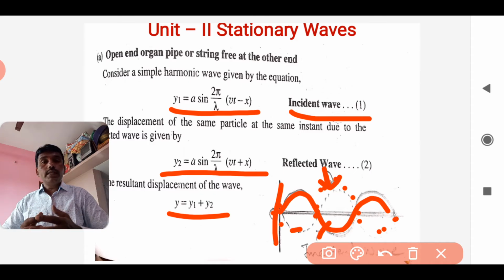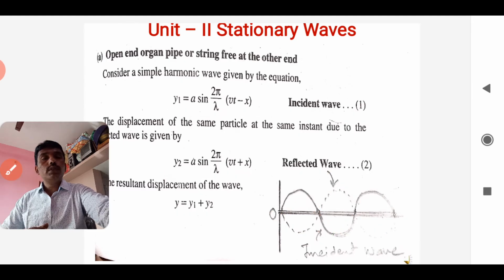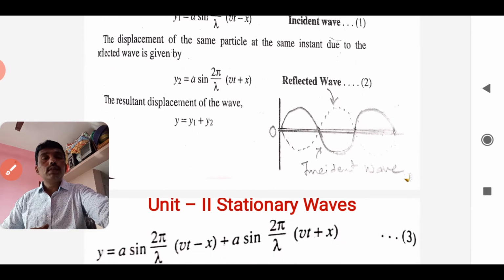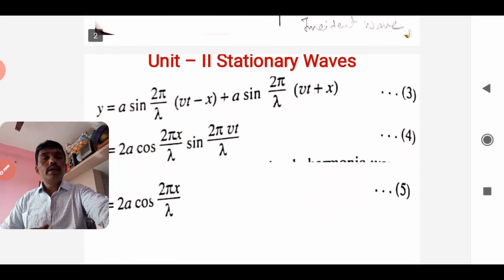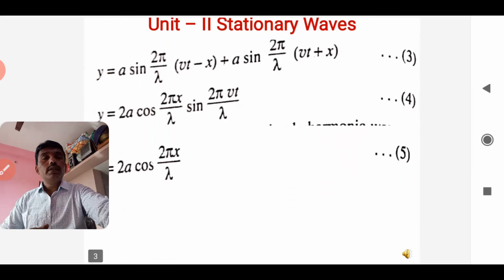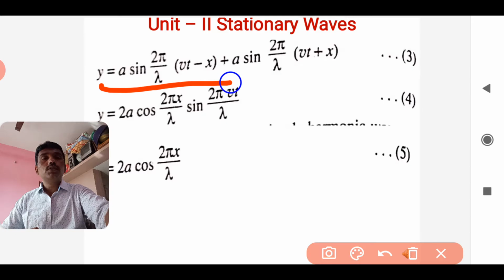So when the reflected and incident waves are added, we automatically get the stationary or resultant wave. So what happens in that case? Let's see. y1 is a sine 2π/λ (vt − x), and for the reflected wave it is a sine 2π/λ (vt + x). So this is the resultant wave y, the sum of y1 and y2.